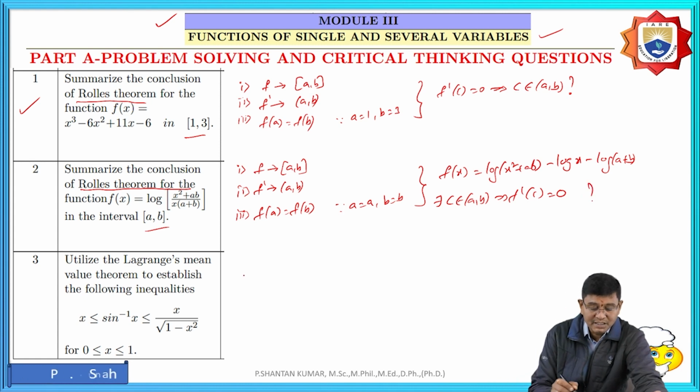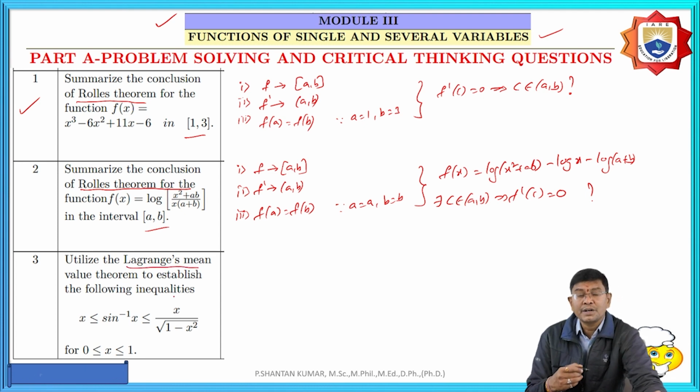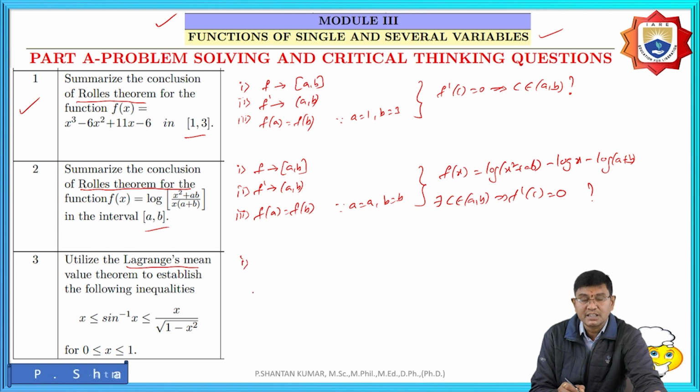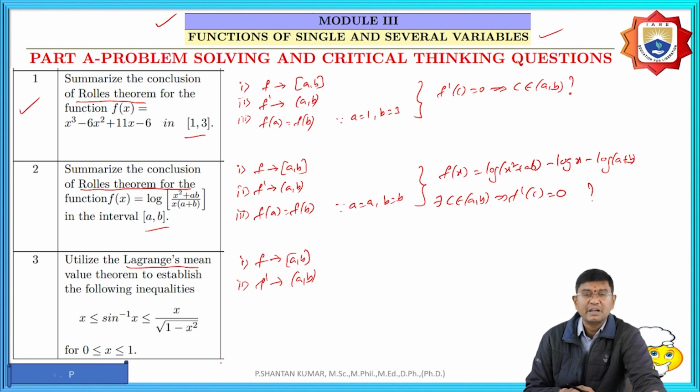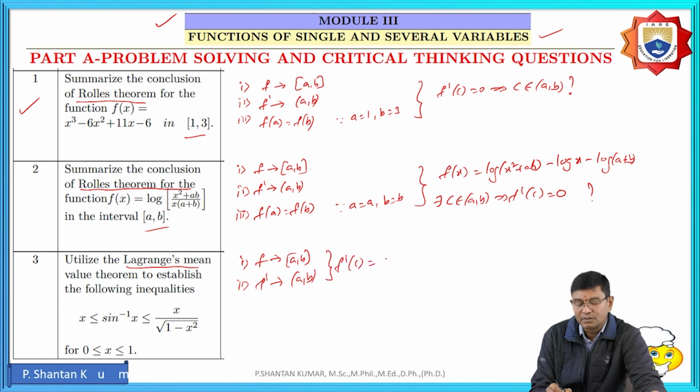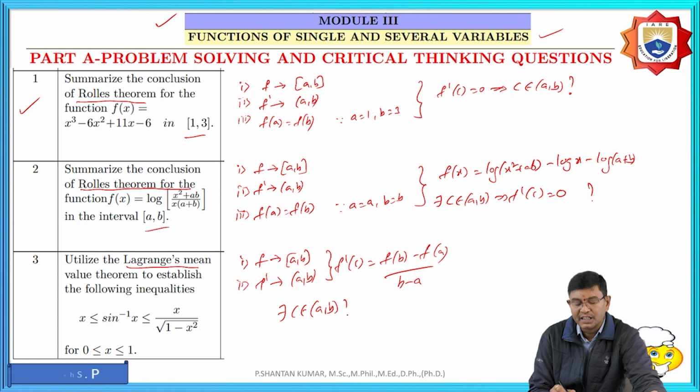And again here we also utilize the Lagrange's mean value theorem. While we discuss the Lagrange's mean value theorem, we need to understand that f is continuous in the closed interval a comma b, and second, f is derivable in the open interval a comma b. Here f of a is equal to f of b is not required. Then there exists c such that f dash of c is equal to f of b minus f of a by b minus a. Then there exists c belongs to a comma b.